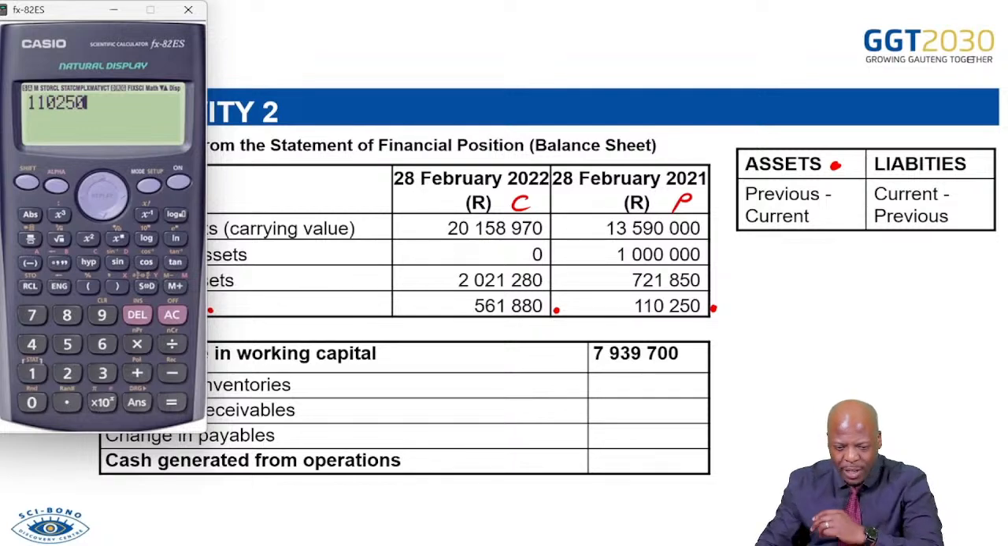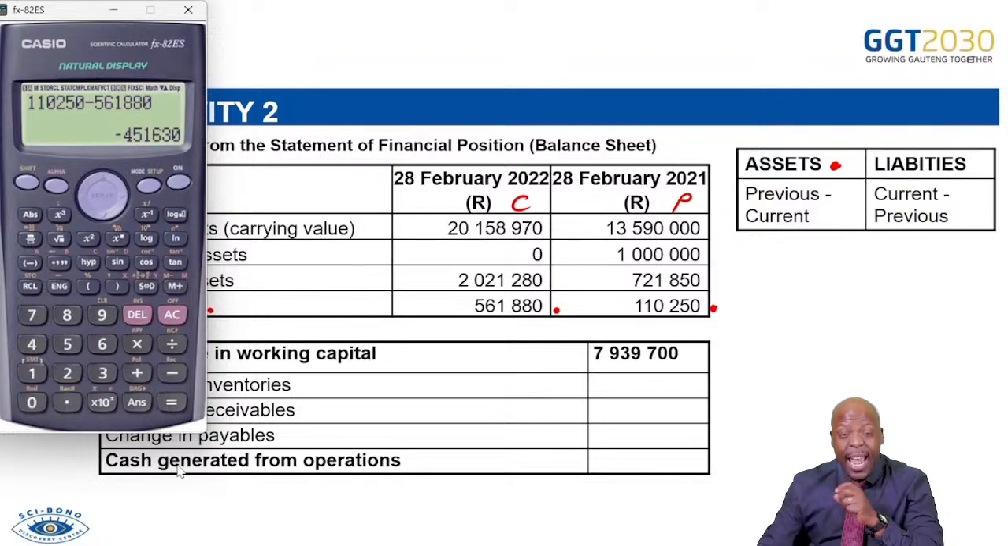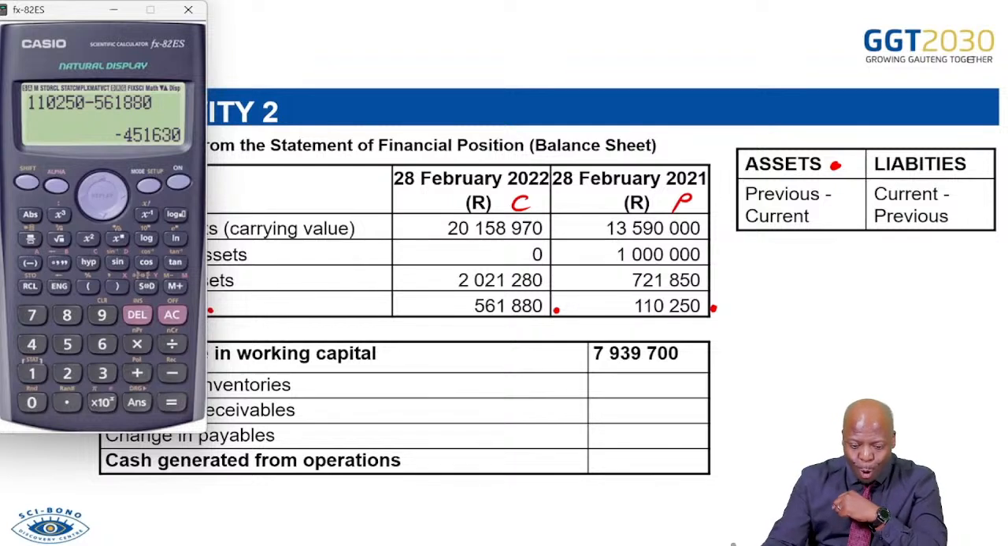110,250. Then we say minus the current year. How much is the current year? 561,880. How much do you get on a calculator? A negative, very important, a negative 451,630. So already I know once I have a negative, it's a cash outflow.